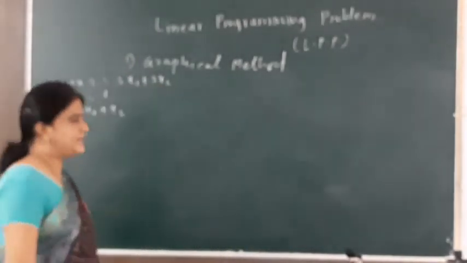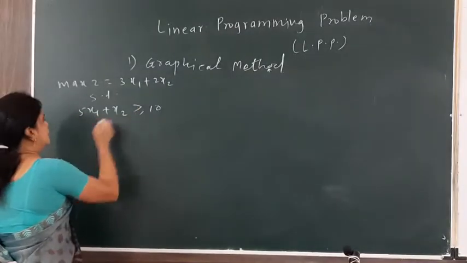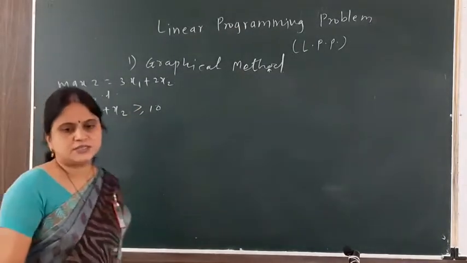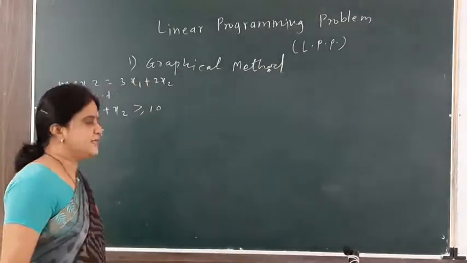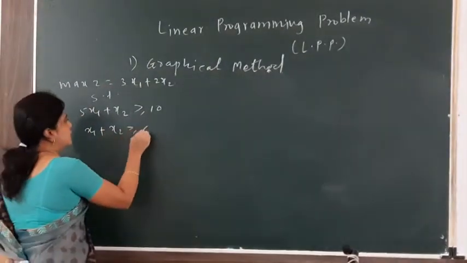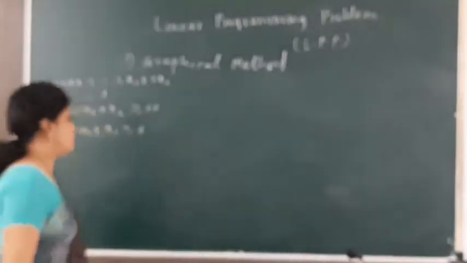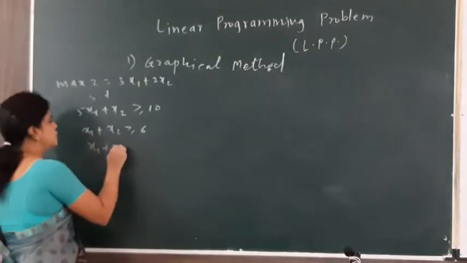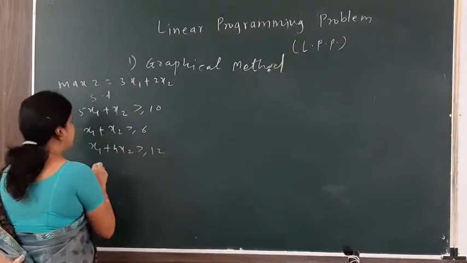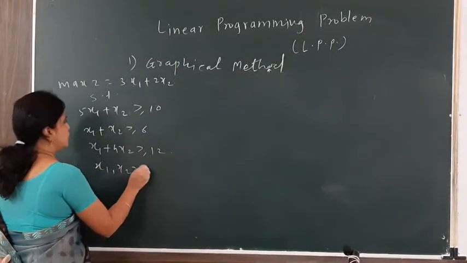5x1 plus x2 greater than or equal to 10. Then x1 plus x2 greater than or equal to 6. And one more constraint is there, x1 plus 4x2 greater than or equal to 12, and x1, x2 greater than or equal to 0.